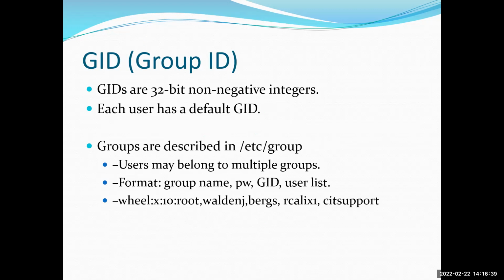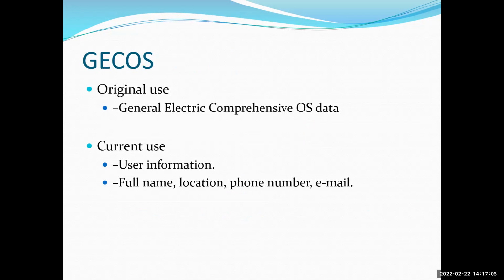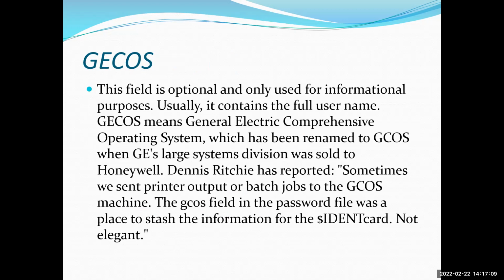The group ID is a 32-bit non-negative integer. Each user has a default group. Groups are described in the /etc/group file, and users may belong to multiple groups. This is an example: you have a group wheel, and then you have individual users that belong to that group. And as I said, the GECOS field is information that used to be there, but if you look now, there's usually nothing there.